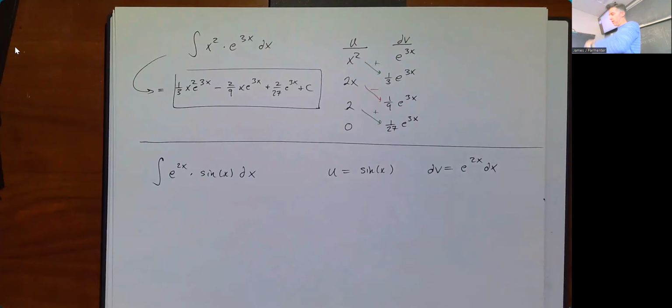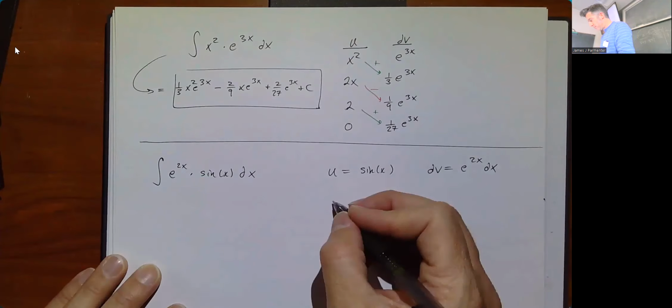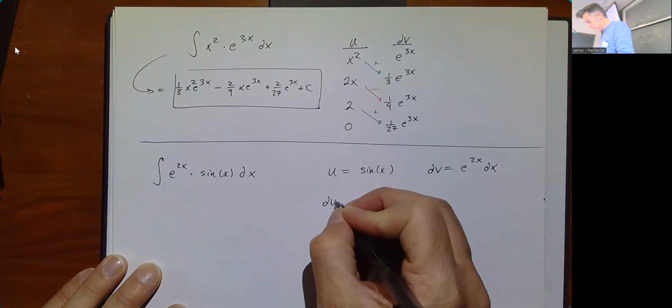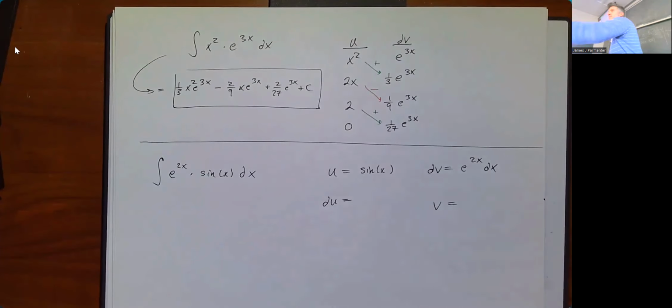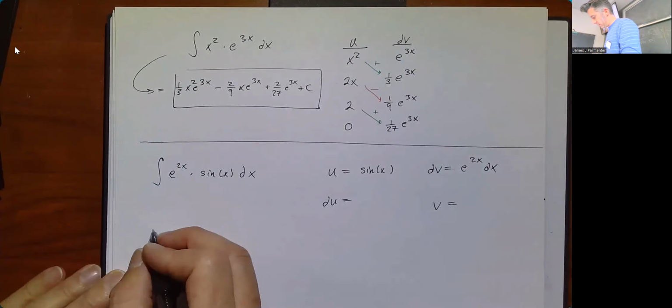How much time have we got? Okay. I want you all to write down both what du is equal to and what v is equal to. We're for sure going to run out of space here, so I just break big.